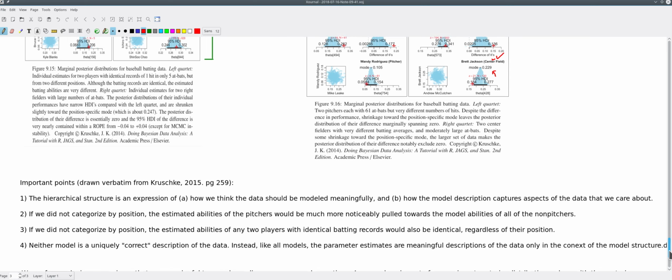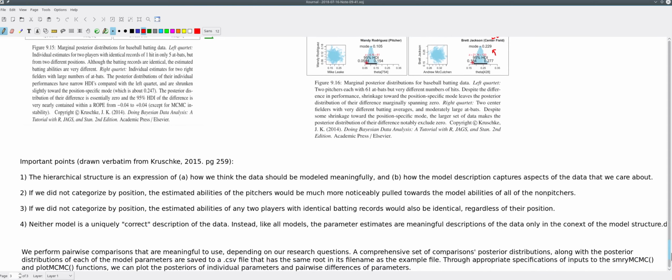That is, if we did not include the middle layer, everything would be compared or constrained from this overall big distribution of theta. So all the thetas would be estimated based on one big omega, and that omega is something that represents the entire group. Also, if we did not categorize by position, the estimated abilities of any two players with identical batting records would also be identical, regardless of their position.